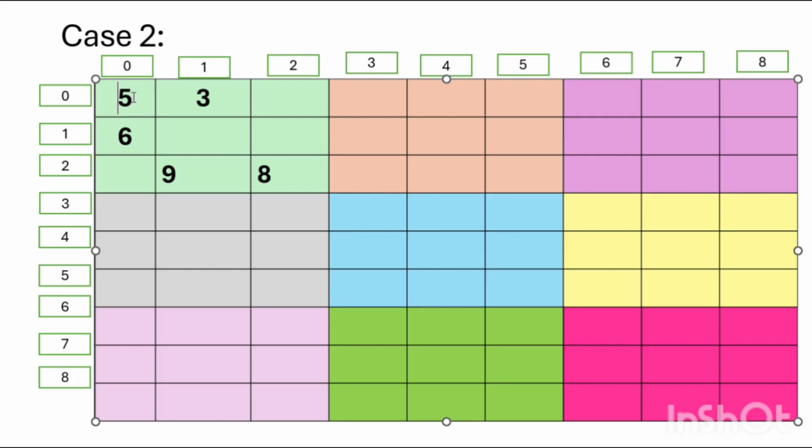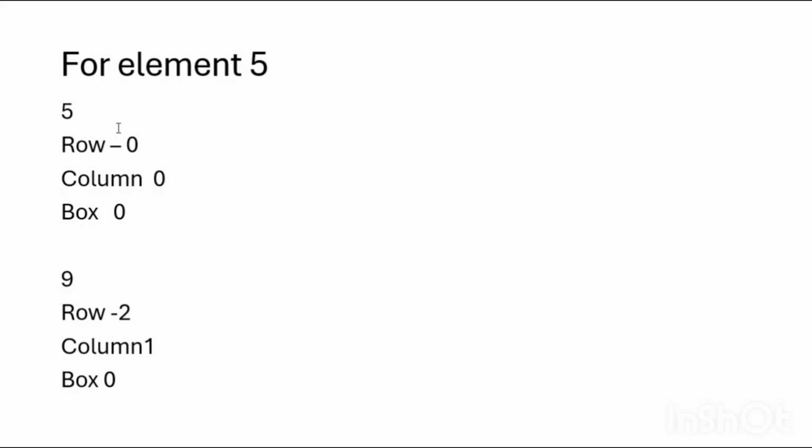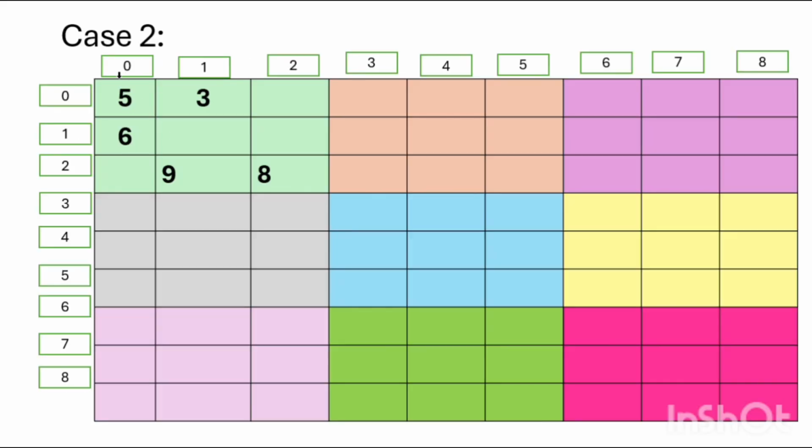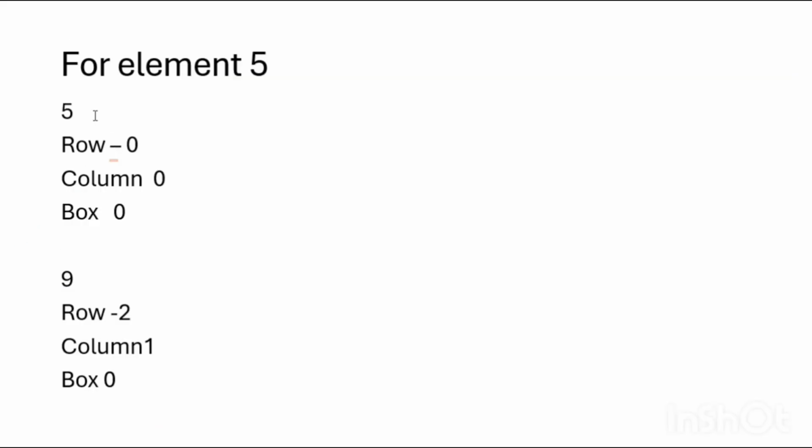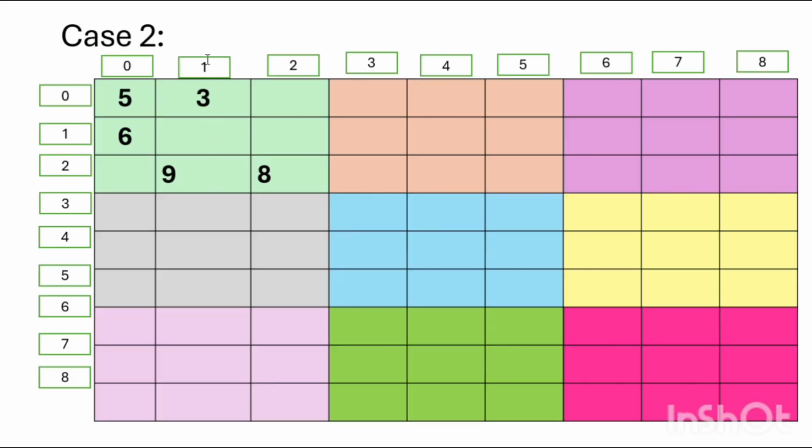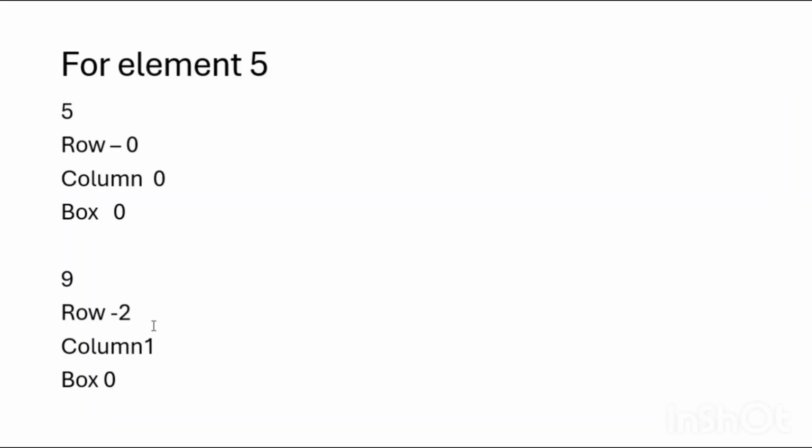So now coming to the 5 element which we are going to consider. 5 is present in row 0, column 0, and box 0. This is the first box, so 0th box. Okay, so that I have mentioned. Coming to 9, 9 is present in second row, second index, and first column. So second row and first column, box is again 0.